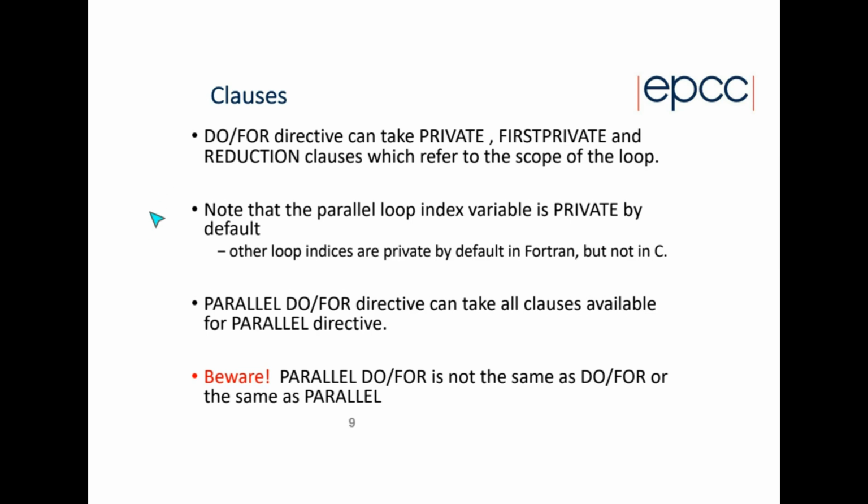The parallel loop index is always private by default. As I mentioned earlier today, all loop indices are private by default in Fortran, but not in C and C++. Most of the time, the usual idiom is to declare the loop iterator inside the for statement, so you do for int i equals whatever. In which case, if that's inside the parallel region, you get a private variable by default because of the scoping rules.